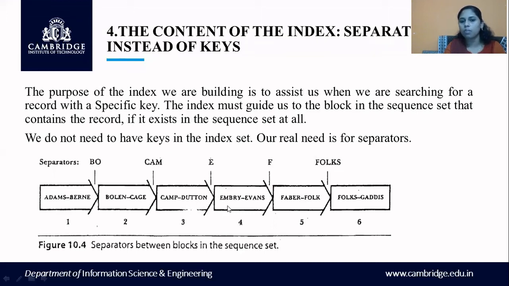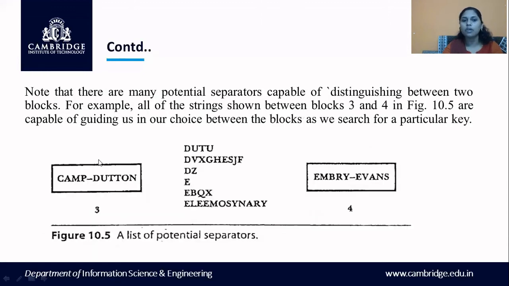Between block number 3 and block number 4, follow the same procedure. Compare the highest member of block number 3 with the lowest member of block number 4. Here, can you see the first character itself is different. So we can have that character as the separator. The same way we are going to find the separator between each block, and this separator is now going to be added in our index set instead of keys.